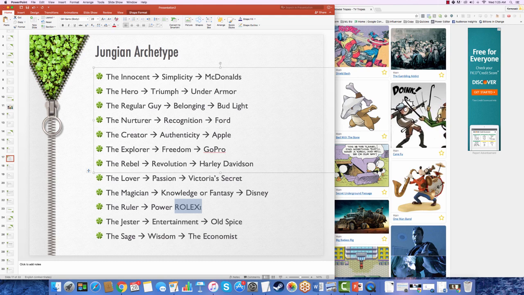Next one is the jester. So the jester is all about entertainment, but also funny entertainment. Now, I used Old Spice as a brand here to describe it, where all their ads have the guy riding a horse and diamonds pouring out of his hands and things growing out of people's armpits.